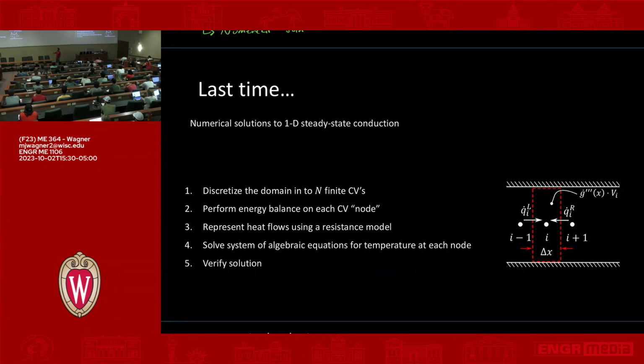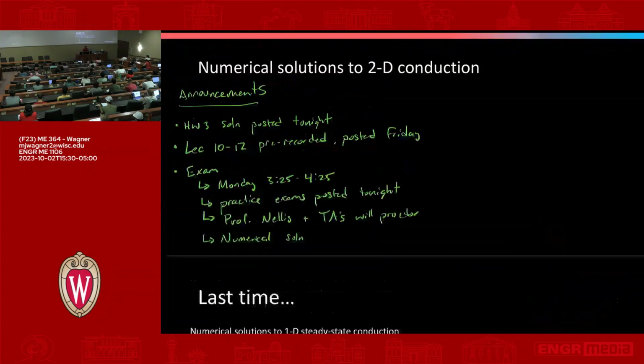So we discretize the domain into some n control volumes. We perform an energy balance on each one, again trying to draw everything coming in because it simplifies the approach a little bit and makes it easier to remember what to do. So draw everything coming in, represent heat flows using a resistance model, solve the algebraic equations, and then verify the solution. I think we got to maybe step 3 to 4. I guess we'll pick up and look at this system of algebraic equations, what that means, and how you solve it.